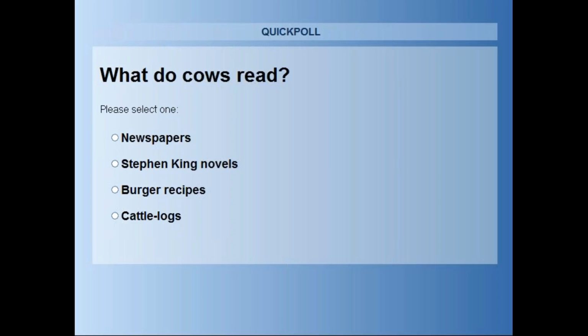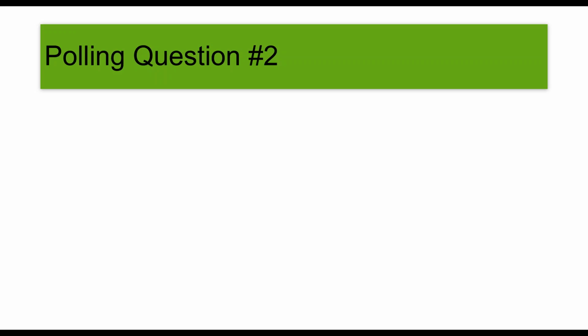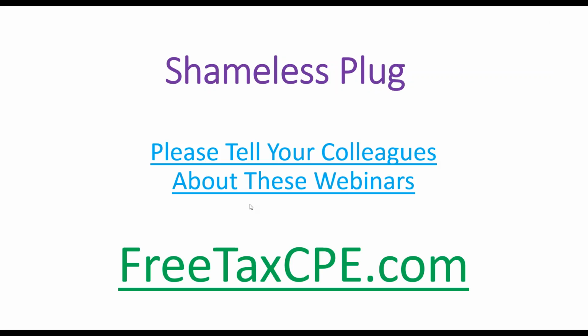All right, 5 more seconds. 3, 2, 1, yay! What do cows read? Cattle logs. Wah, wah, wah. Daniel, yes, letters always come in this order.